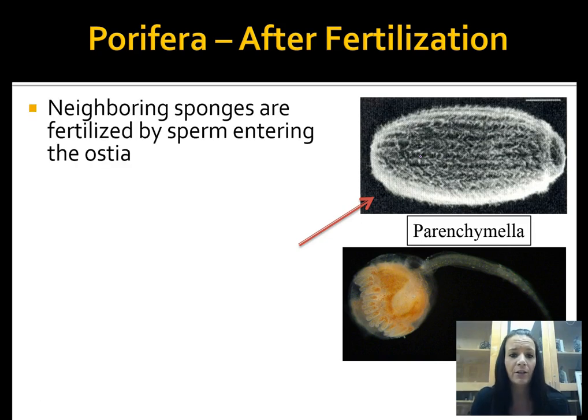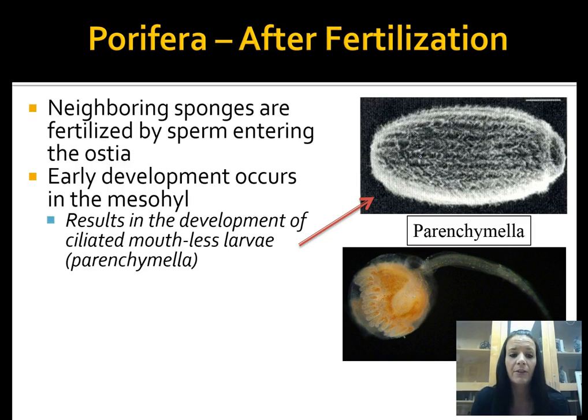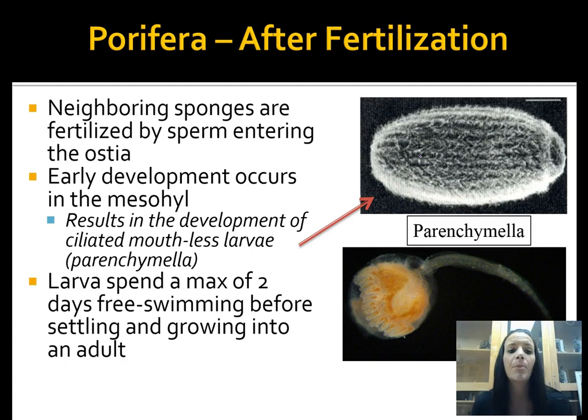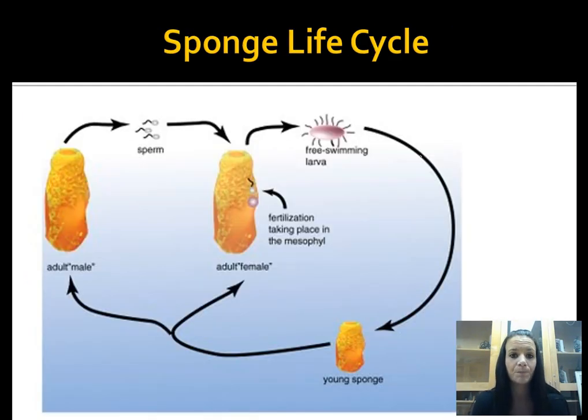So after fertilization, like we said, the neighboring cells are fertilized. But the early development actually occurs in the mesohyl. So they're not going to just fertilize and then be released into the water. They are going to develop a little bit inside of the sponge where the egg was located. And what happens is you get these little larvae. They don't have mouths though. So they spend about 2 days swimming, and then they're going to settle where they grow into an adult sponge.